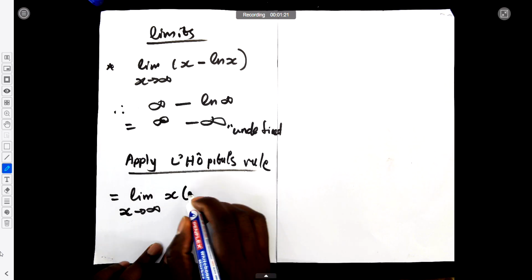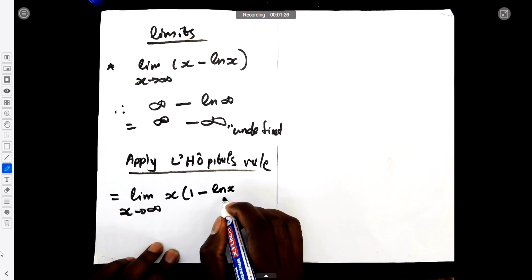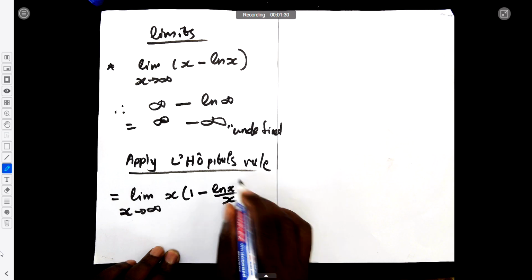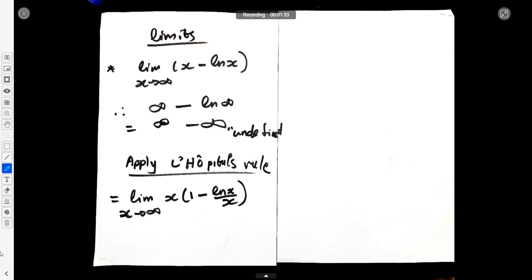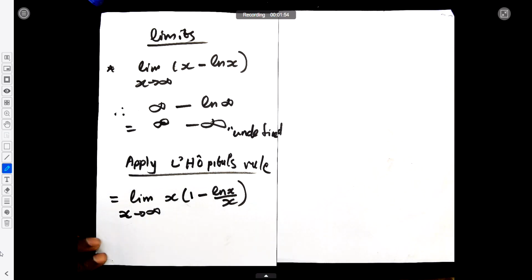If we divide by x, we're left with what? 1 minus, and then for ln, we'll have ln x all divided by x. Then we have that. You're reminding me of something, there's a rule that we can apply. A rule that we can apply, we need to try and find the limit of the inner part, for what we have inside.